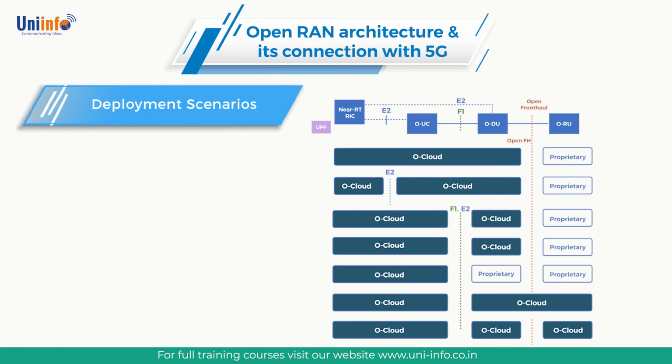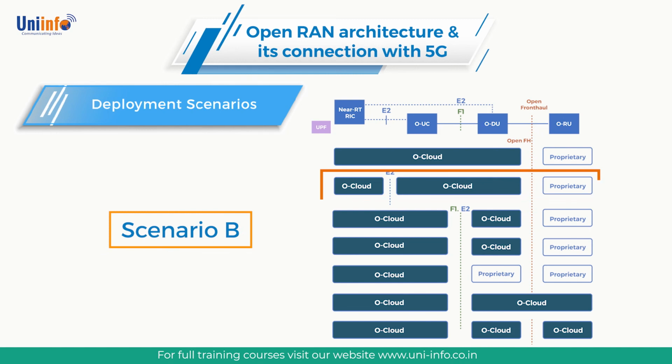As part of the ORAN cloudification work, scenario B is currently the first priority of focus. In this scenario, the ORU function is provided by a proprietary network element located at the cell site. The OCU and ODU run on an OCloud at an edge location, while the Near-RT RIC runs on a different OCloud in a regional location.